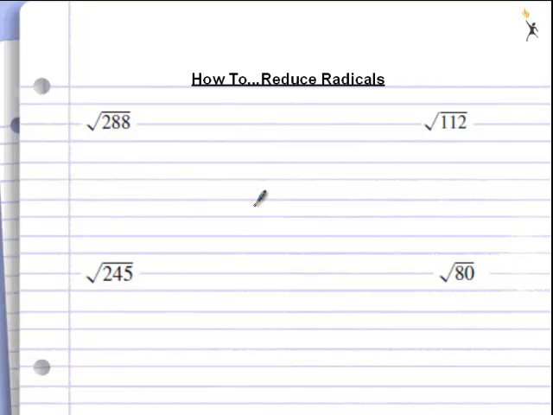Okay, welcome to Chapter 7. Now, before we actually start Chapter 7, there's a few things we need to go over. Chapter 7 deals with right triangles. Now, the way that you solve for missing pieces of right triangles is by using the Pythagorean theorem.